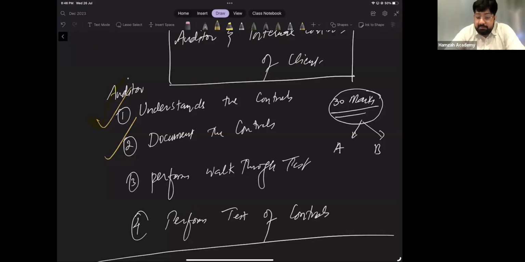Remember, when the word auditor is spoken, it means straightforwardly we are talking about external audit. We mean internal audit only when we specifically describe it. Otherwise, the word auditor is always meant for the external auditor.